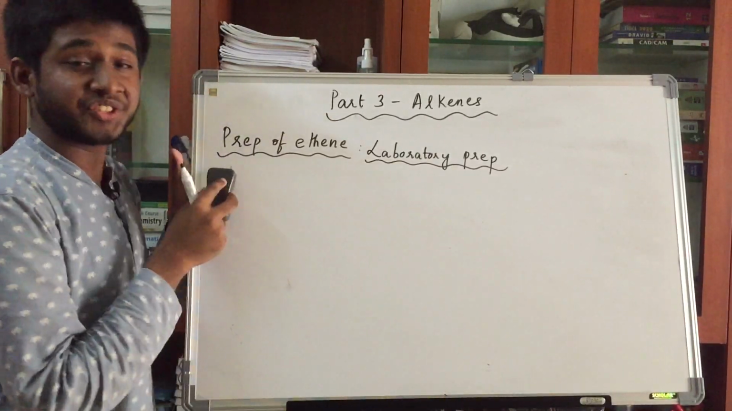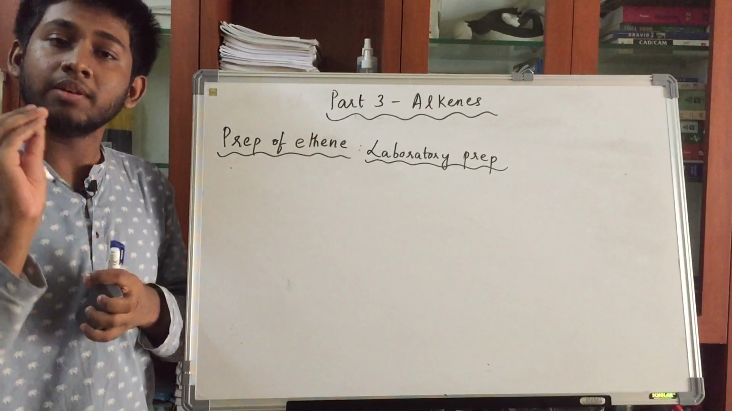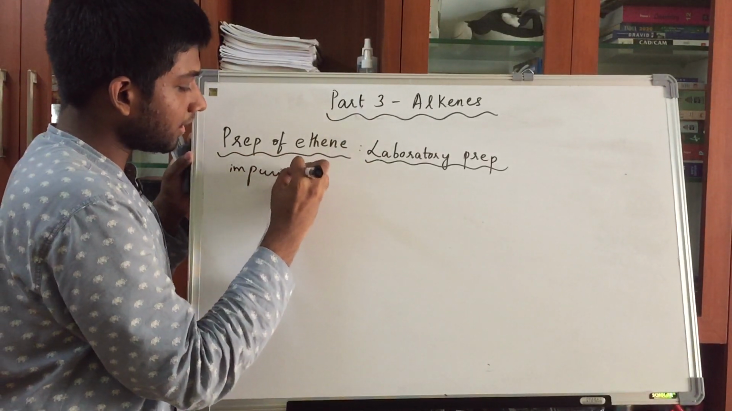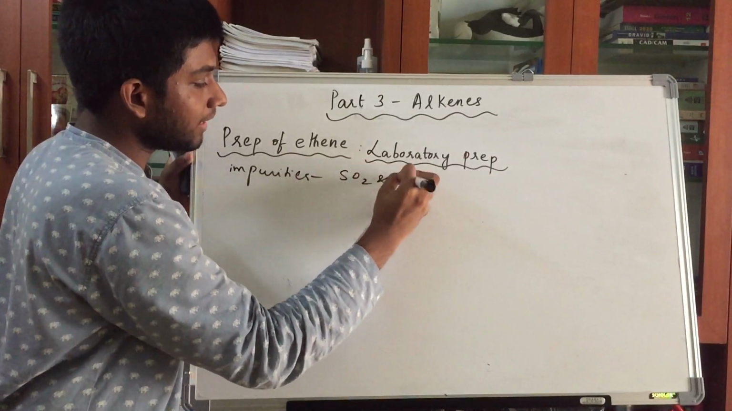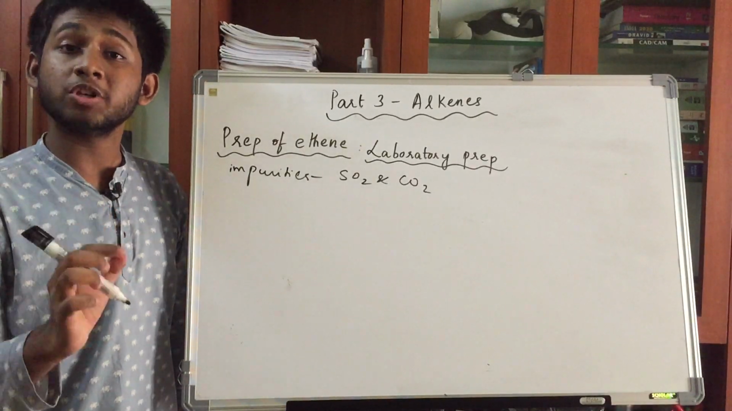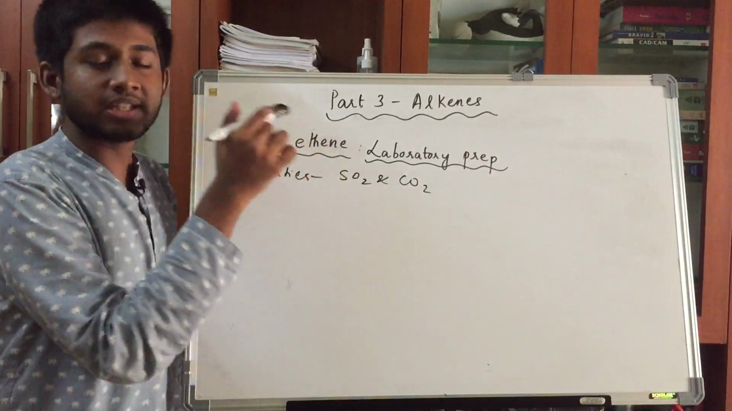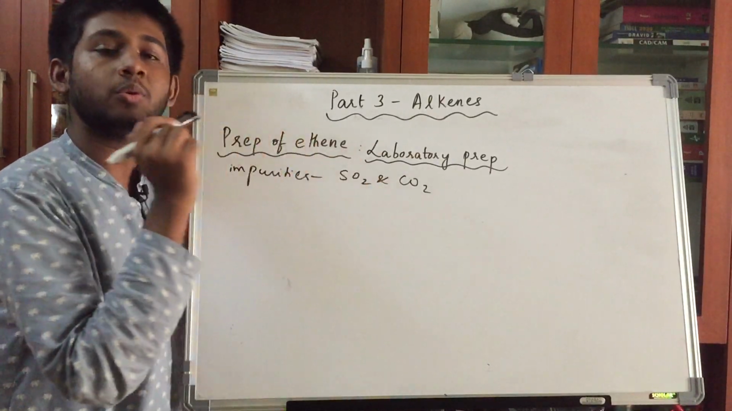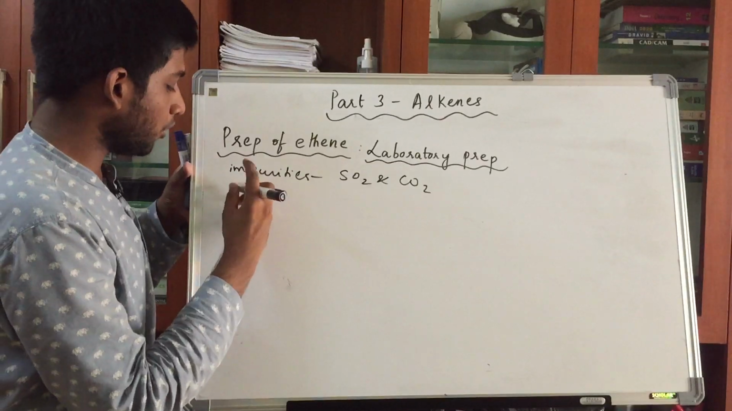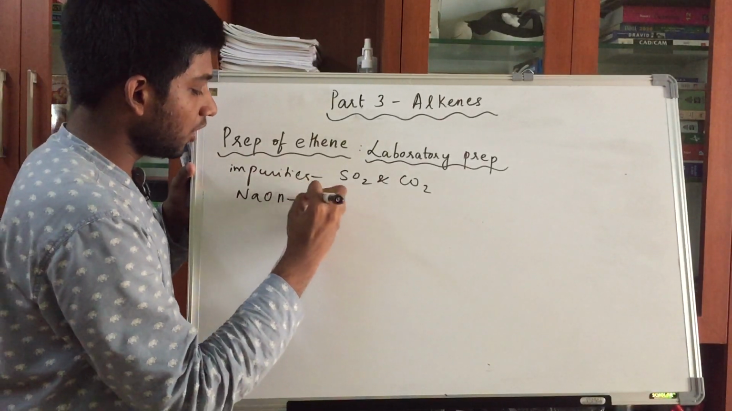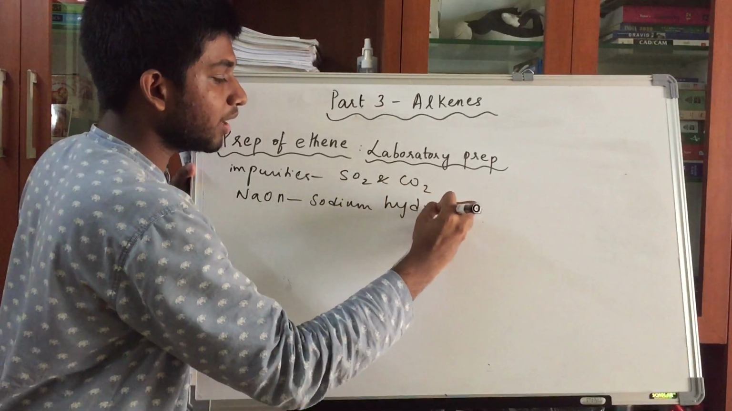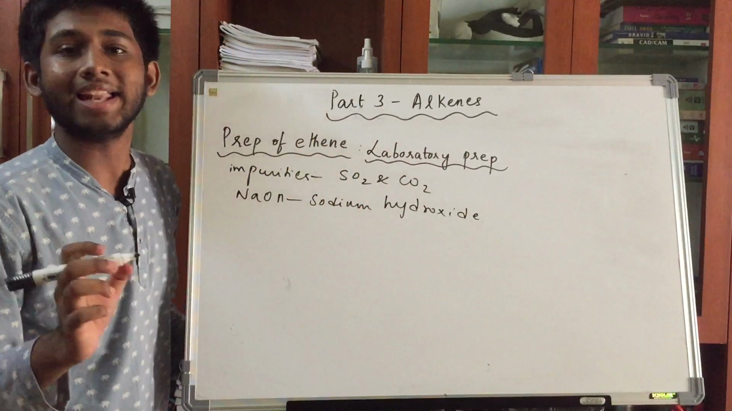There are ways to remove sulfur dioxide and carbon dioxide because of the features possessed by them. Once again, the impurities present here are SO2 and CO2. But SO2 and CO2 are acidic oxides. SO2 is an acidic oxide of sulfur, and CO2 is an acidic oxide of carbon. So you make use of the compound NaOH, or sodium hydroxide, which is a very strong alkali.